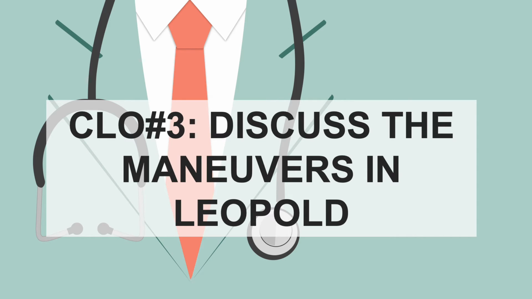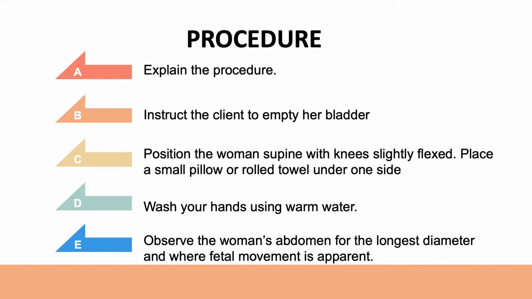Hello class, it's Morales Rochelle, and we're going to be talking about CLO number 3, discuss the maneuvers in Leopold's. So the first thing we have to do is the procedure. The first step is to explain the procedure, and then instruct the client to empty her bladder. Next, position the woman supine with knees slightly flexed, and place a small pillow or a rolled towel under one side.